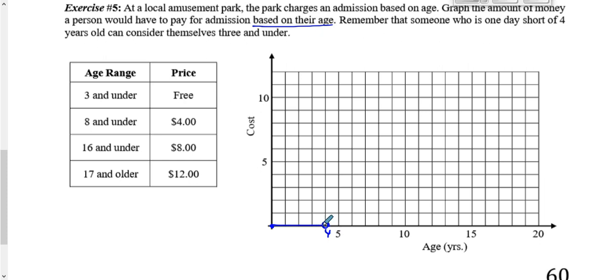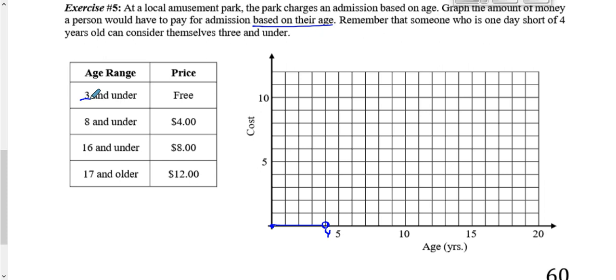Why did I put this out to 4 when it said 3? Because until the day of your 4th birthday, they still consider you 3 in this chart. So if you're 1, what are you going to be considered? Is 1 under 3? Yeah, but what are you going to be considered? Oh, yeah, you're 0.